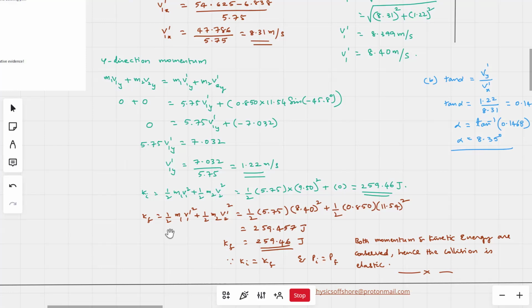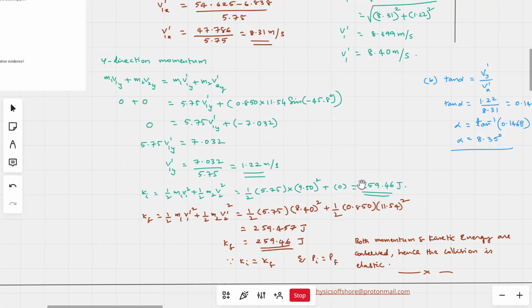Now let us calculate the final kinetic energy. Final kinetic energy is equal to half m1 v1 dash square plus half m2 v2 dash square. So plug in the values here. We just now calculated v1 dash is equal to 8.4 meters per second, and then v2 dash is given to us as 11.54 meters per second, and then the masses are 5.75 for the bowling ball, and 0.850 for the bowling pin. After plugging in the values in the equation, we will get the answer as 259.46.